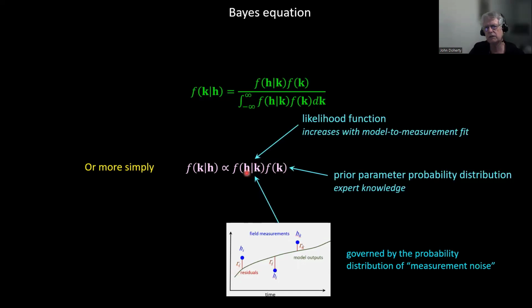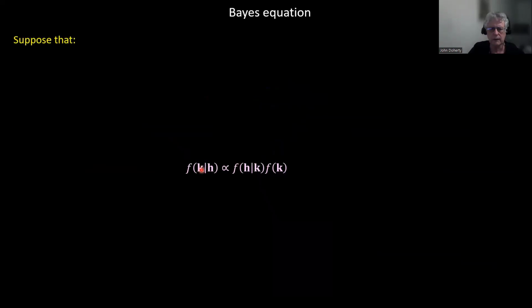So this likelihood function at the center of this is the noise that affects any measurements we make in the field. And I'm assuming that that's the only reason for model to measurement misfit. Put those two together, multiply them by each other, and I end up with the posterior probability distribution of parameters. I start off with uncertainty, I finish with uncertainty. So there's Bayes' equation, and it makes total sense.